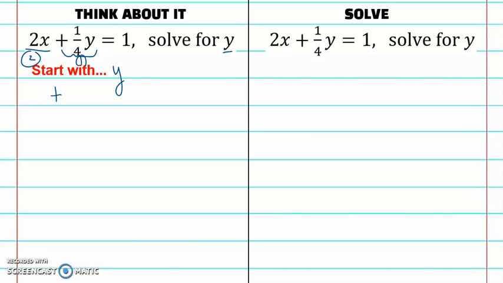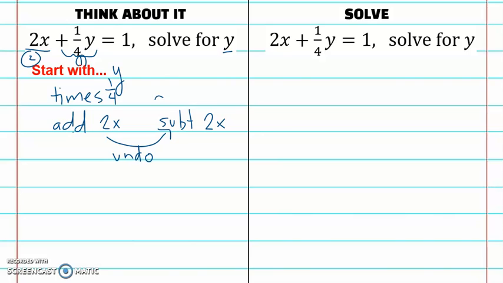So I multiplied times 1/4. And then this is positive 2x, so I added 2x. Sweet, then we just undo. Remember inverse operation, so we go subtract 2x to undo that, and then we divide by 1/4.